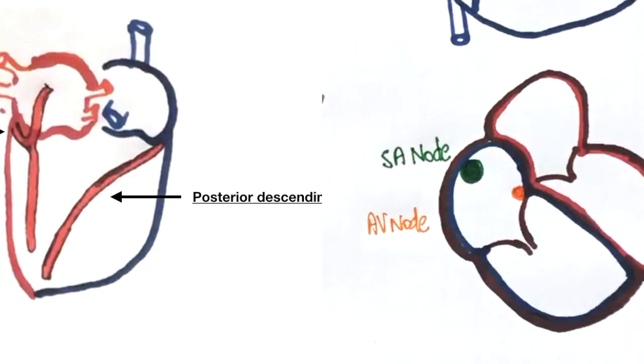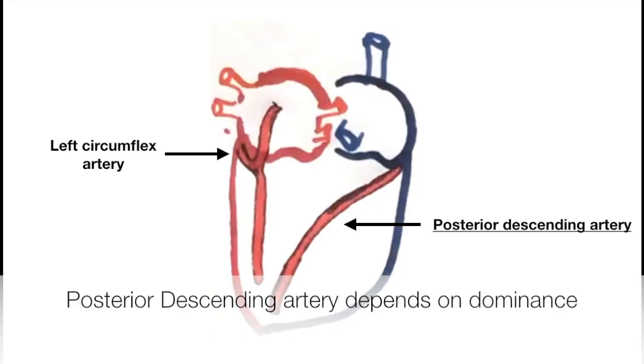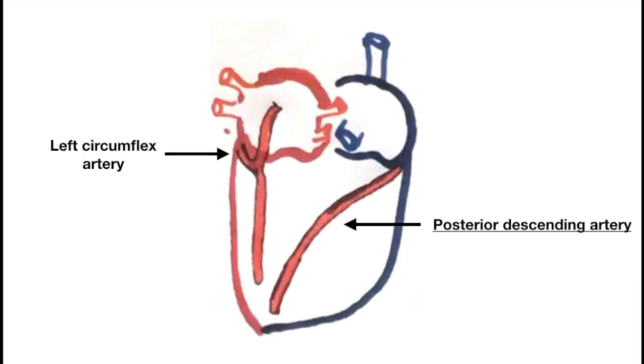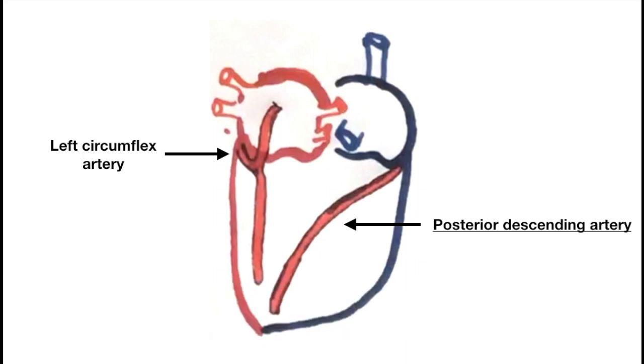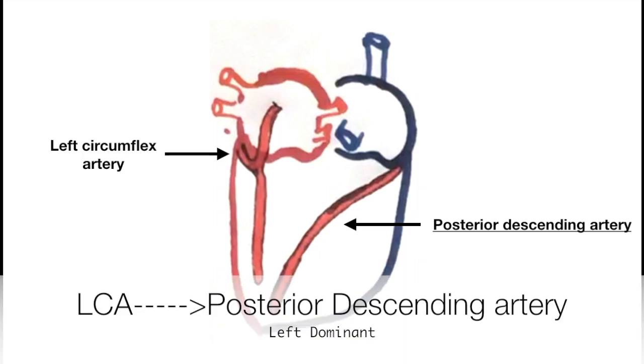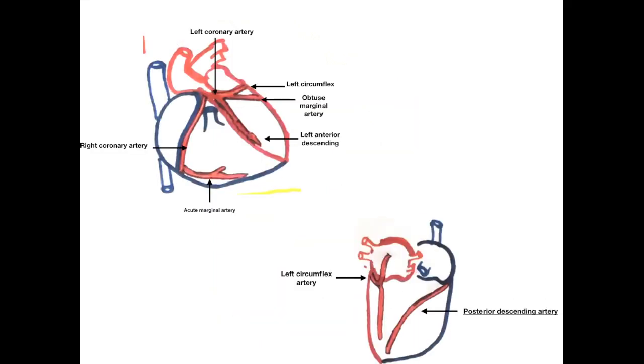The branching pattern of this artery depends on dominance. This means that the posterior descending artery arises from the right coronary artery in people with right dominant branching, while in people with left dominant branching, the posterior descending artery arises from the left coronary artery. Do you know which artery is most commonly occluded? It is the left anterior descending artery.